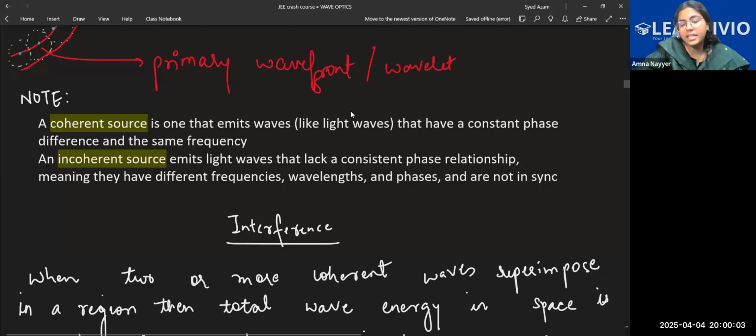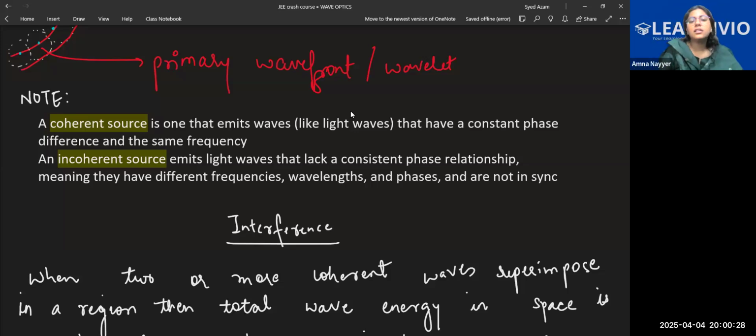Now, before starting with interference, you should know two kinds of sources exist. One we say coherent source, one is an incoherent source. So you need to focus more on the coherent sources that are there in your syllabus. Coherent sources means the source that emit waves. Sources are emitting waves, like our source in ray optics was the object. Object was the one which was emitting light.